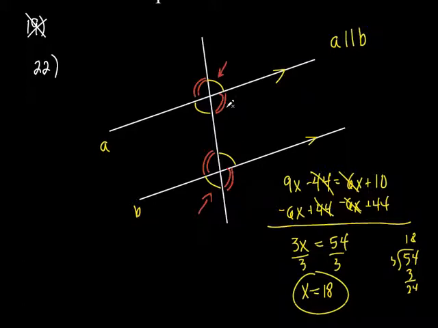What if they told you a red one and a yellow one? Then what would you do? Would you set them equal to each other? No. What are they? They're supplementary. So you would add them up and set them equal to 180.